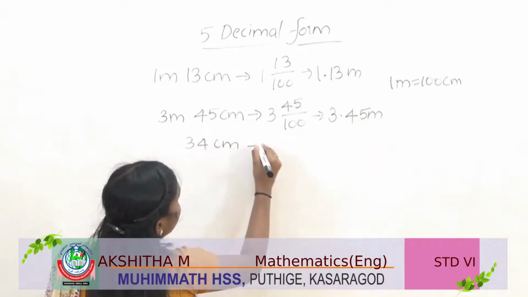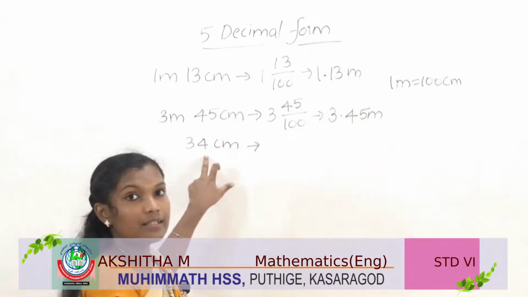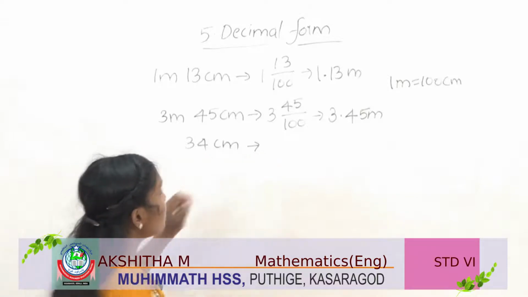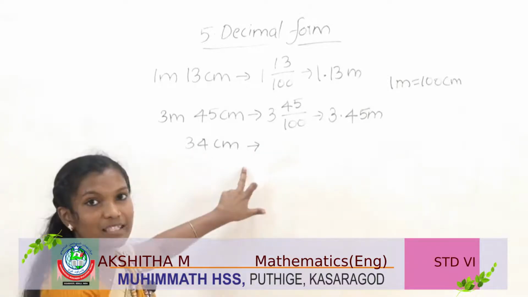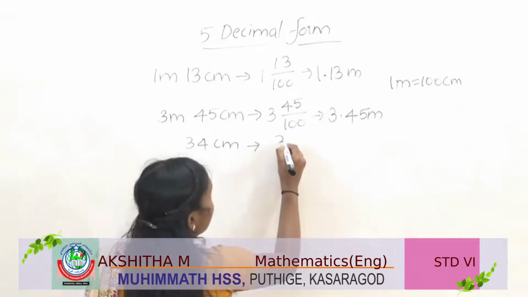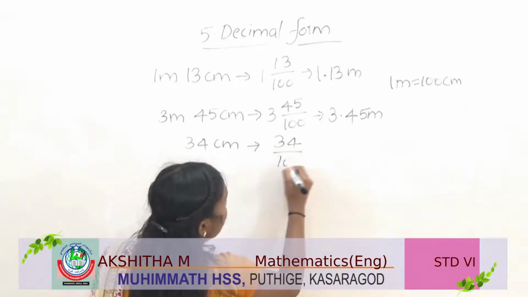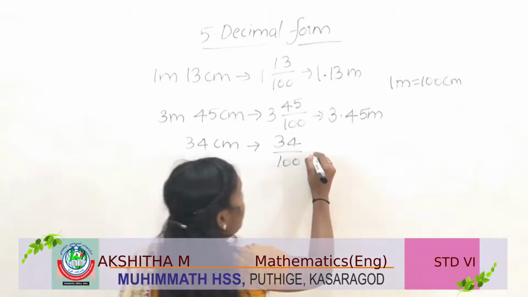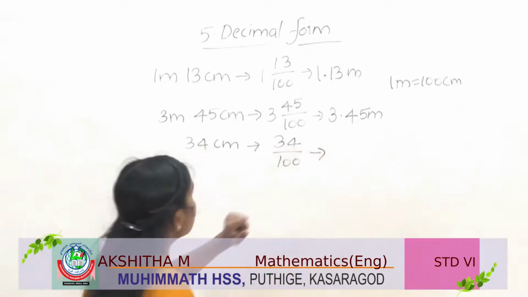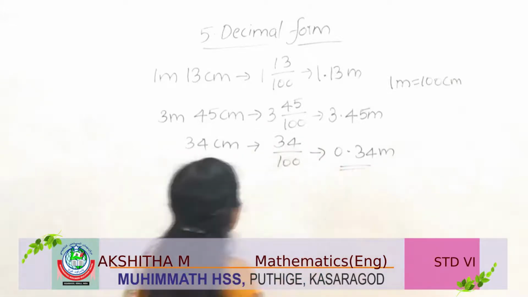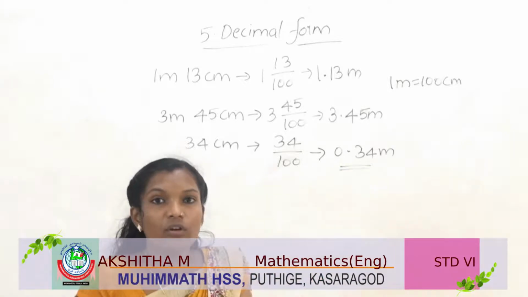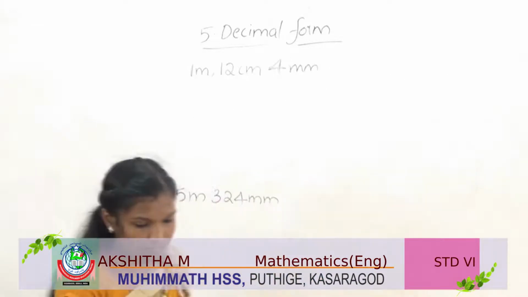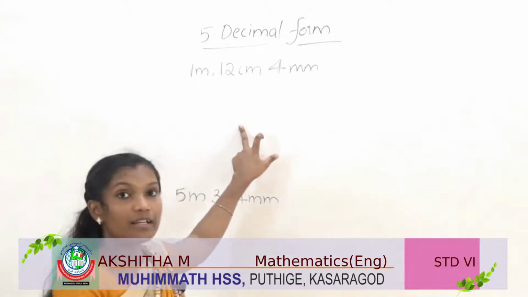34 centimeter. How can we write this? Its fraction 34 centimeter we can write 34 by 100. Its decimal form 0.34 meter. Look at the next one.